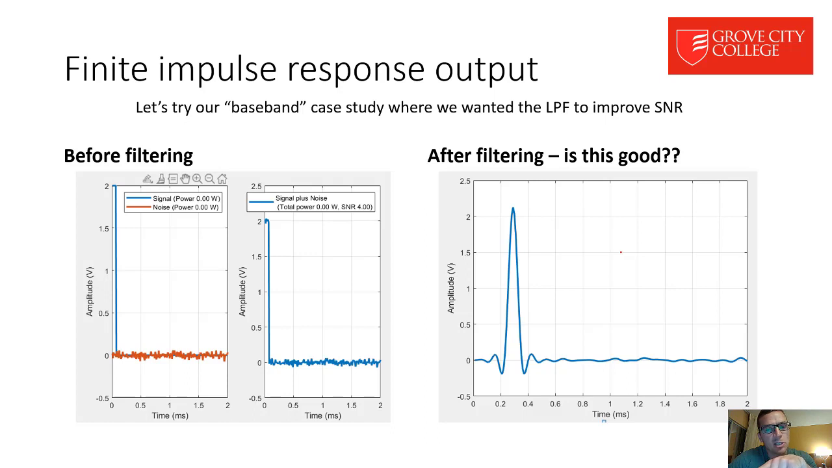But the pulse has changed shape and it's moved. So are we okay here? In the frequency domain, things looked great. But after filtering in the time domain, this looks weird. So the first thing is the shift.